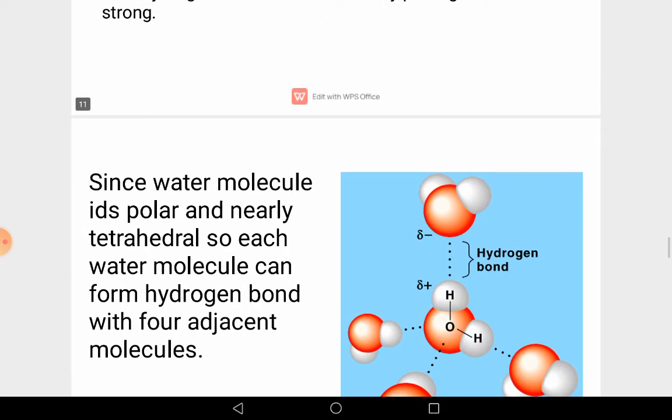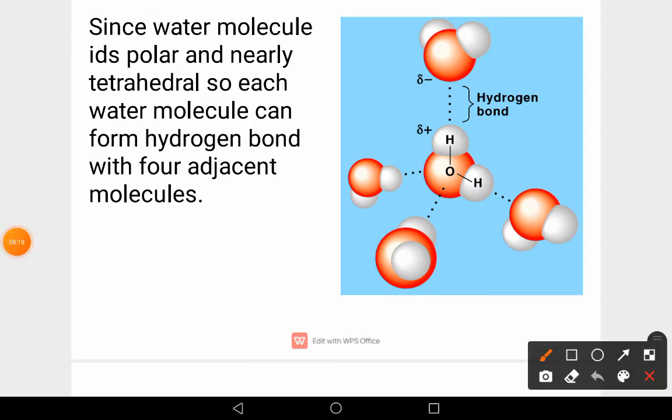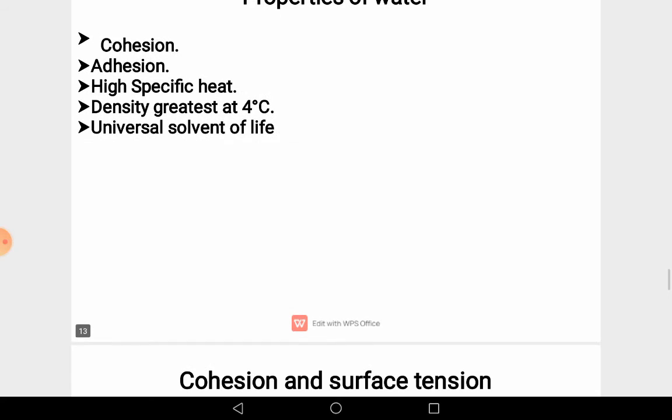strong. Since water molecules are polar and nearly tetrahedral, each water molecule can form hydrogen bonds with four adjacent molecules. So this is one hydrogen bond. This is one hydrogen bond. This is second. This is third. This is fourth. So this way, one molecule of water can form four hydrogen bonds with adjacent molecules.